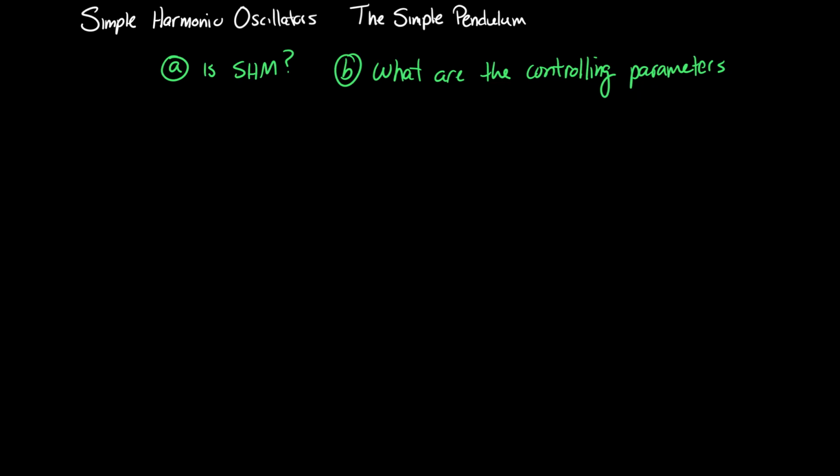The second parameter: what are the controlling parameters for your oscillator? Those are something physical about the object that you can change, which will control the parameters of oscillation. I'll remind you, the parameter we're really looking for is omega. Omega is the controlling parameter for our oscillators. For the spring mass oscillator, we know it's the square root of k over m.